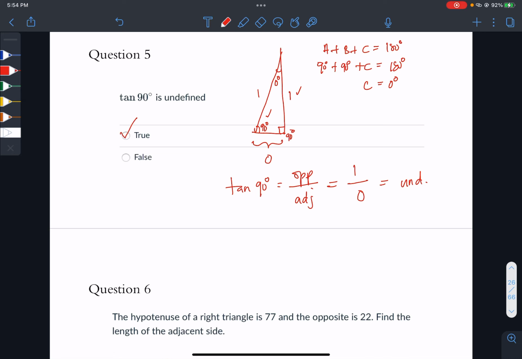If you want, you may use your calculator. On the calculator, tangent 90 degrees will show a math error. A math error means undefined. So it is undefined.